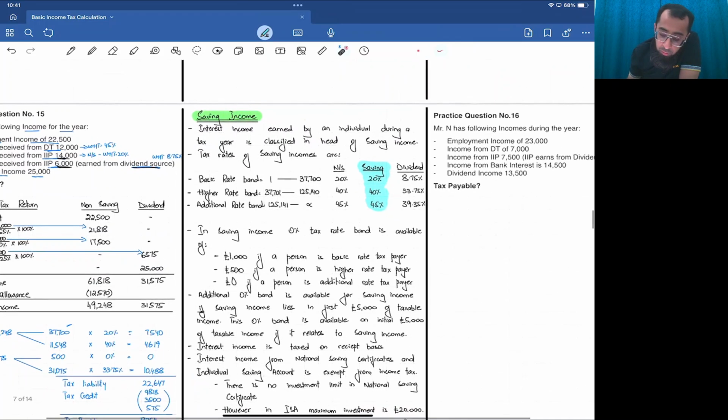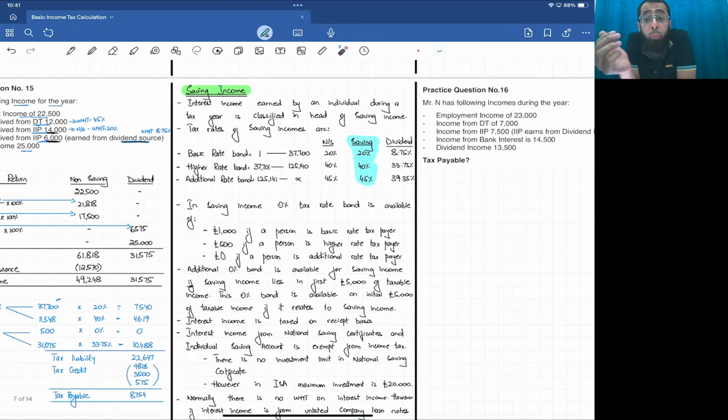Now, in the next class, we'll be moving forward towards the saving income rules, how the interest income is taxed. We'll look at that, and a series of practice questions for that, and so on we will move. I hope that you guys are understanding, and you must have got an idea that how I teach the course.